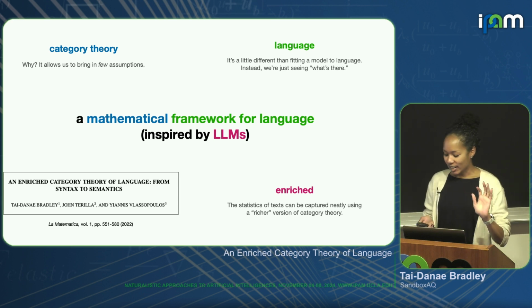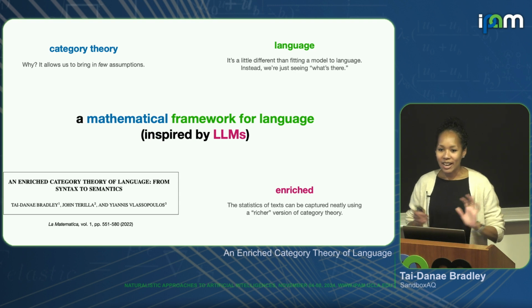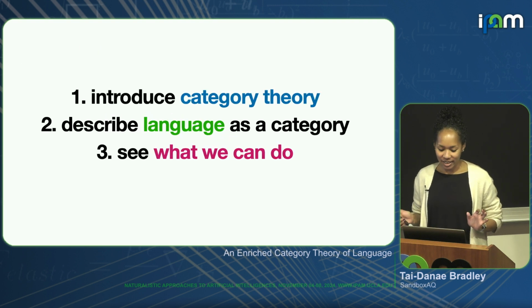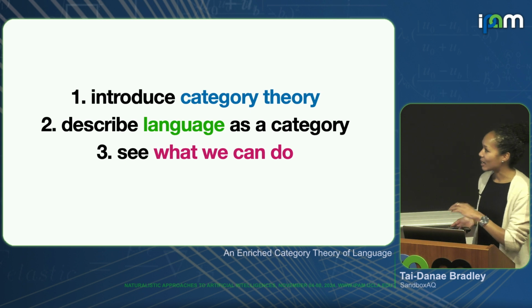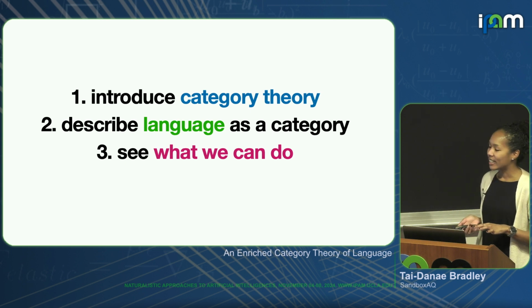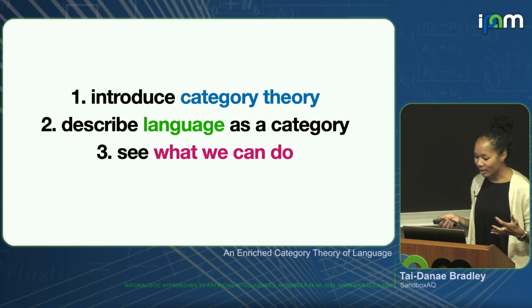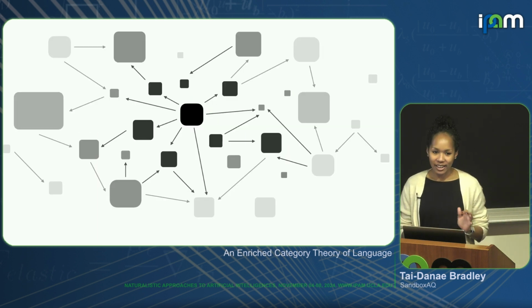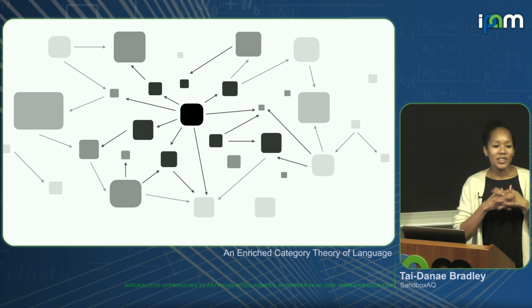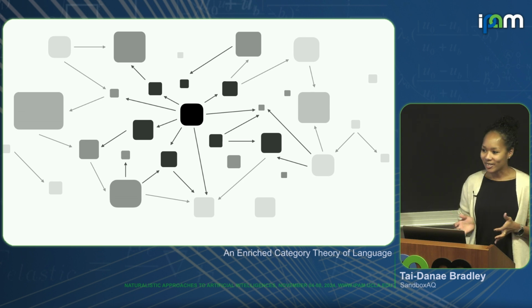Okay, so this is the overview, but now let me say some words about category theory. So here's the outline. I want to introduce this branch of math, describe for you how to think about language from this lens, and then basically just see what we can do from there. Now, what is category theory? Okay, I think if you were to ask different mathematicians, you might get different answers.